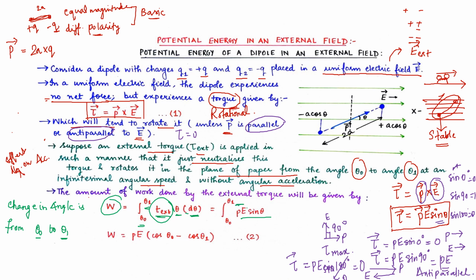Pe is constant. A constant value is not affected by the integration; it stays the same, and the integral of sin theta is cos theta plus some constant. Okay, that is what we have read, right? So introducing the cos theta here and applying the limits from theta naught to theta 1, the work done we received is Pe (cos theta naught minus cos theta 1).